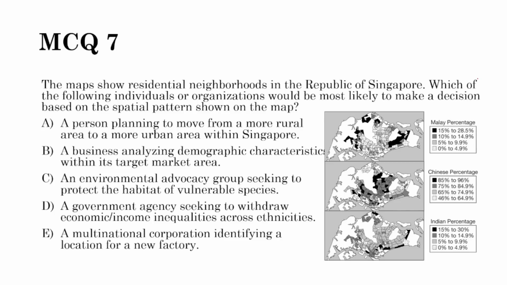Let's look at C now. An environmental advocacy group seeking to protect the habitat of vulnerable species. That's not correct because this map doesn't tell us anything about the environment or vulnerable species. D, a government agency seeking to withdraw economic or income inequalities across ethnicities. This map doesn't give any economic information. E is also incorrect because the map doesn't give any information on labor or land costs, so more economic information. So that's going to make B the correct answer here.